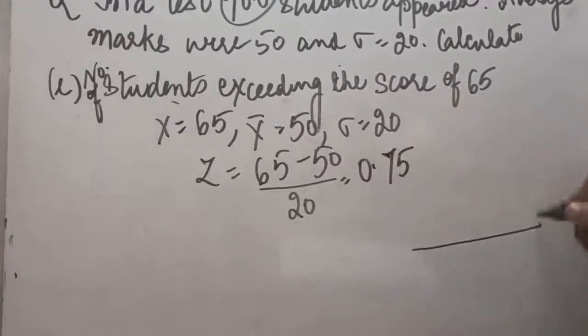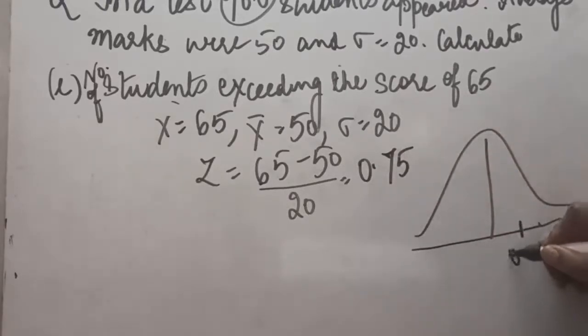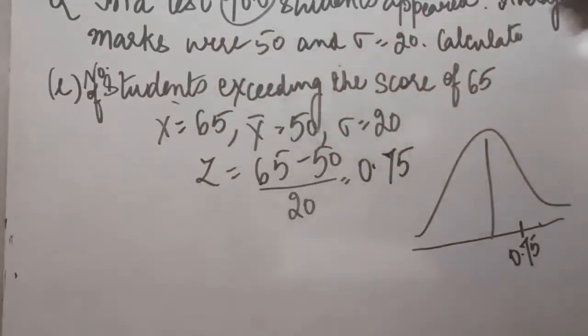Now we have to plot this value after calculating from the formula. You have to plot this 0.75, which will of course be on the positive side. So here our question is the number of students exceeding the score. Exceeding means you have to calculate this value.